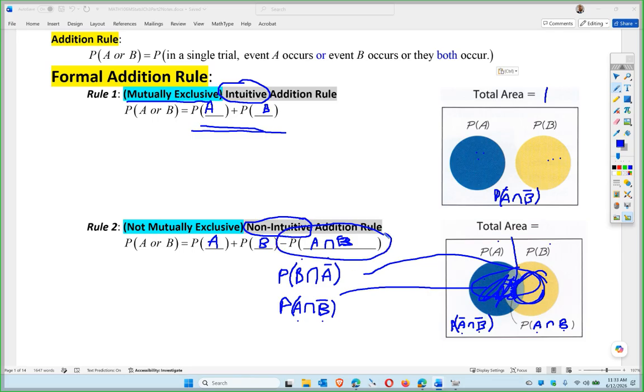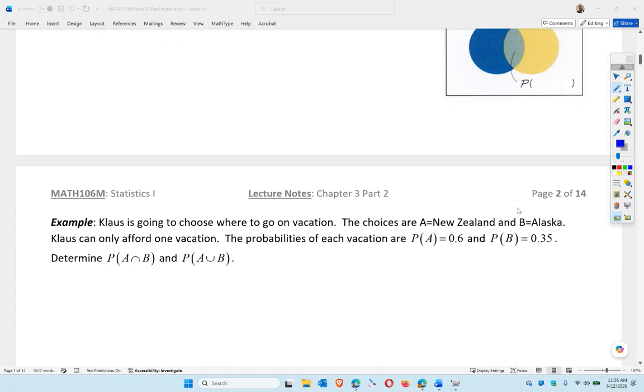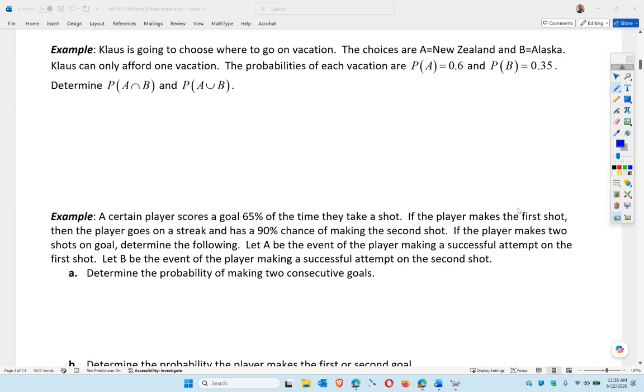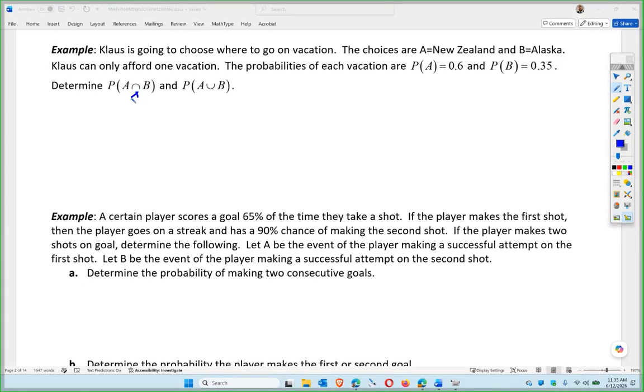You have to do a little bit of work and turn your brain on for it, essentially. Okay, so let's look at the next ones here. Let's say Klaus is going to choose to go on vacation, either New Zealand or Alaska, and the probabilities here are given. Well, you can't go to both places at the same time. That's not possible, right? So that's just going to be 0, because they're mutually exclusive. You cannot be both at the same time.